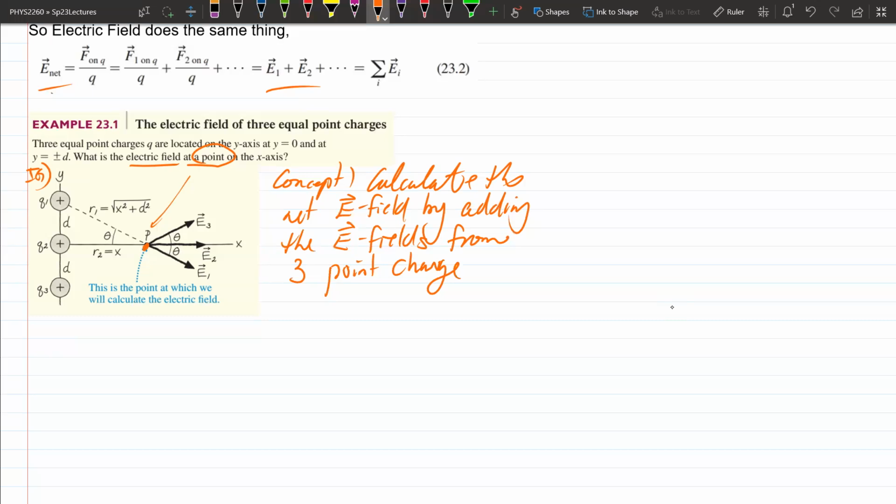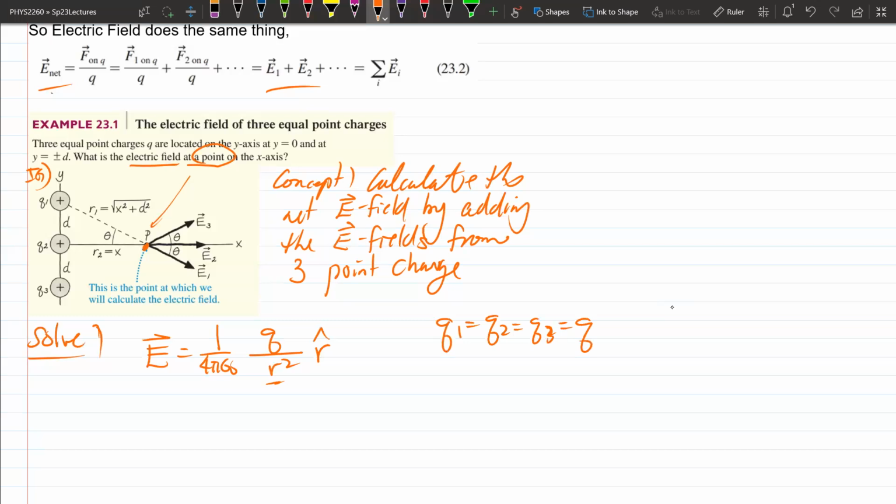All right. So the equation we're going to start with to solve this is that the electric field is going to be 1/4 pi epsilon naught, the individual charge divided by r squared in the r hat direction. That's what we have to start with. So we're going to have to figure out the r's for all of this. The charges are all the same, so we're just going to call Q1 equals Q2 equals Q3 equals Q, just so we have a variable to assign.